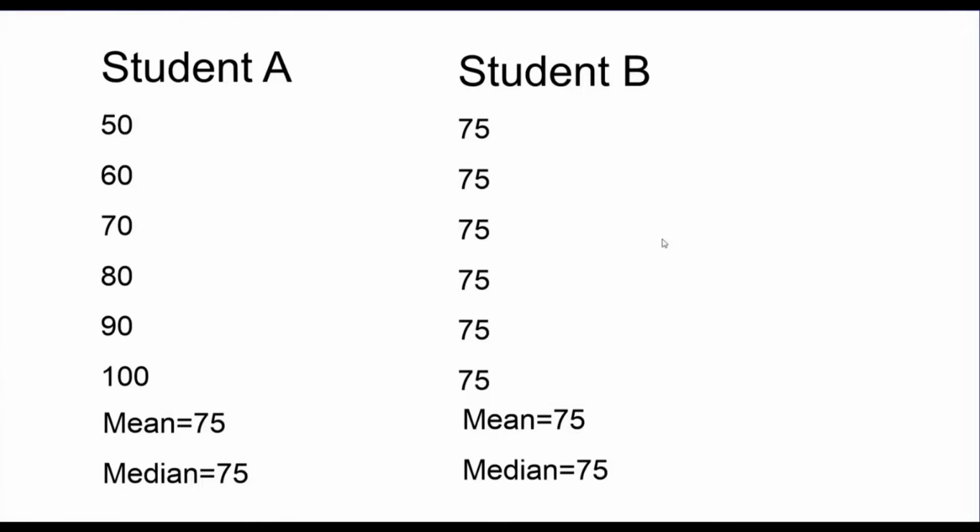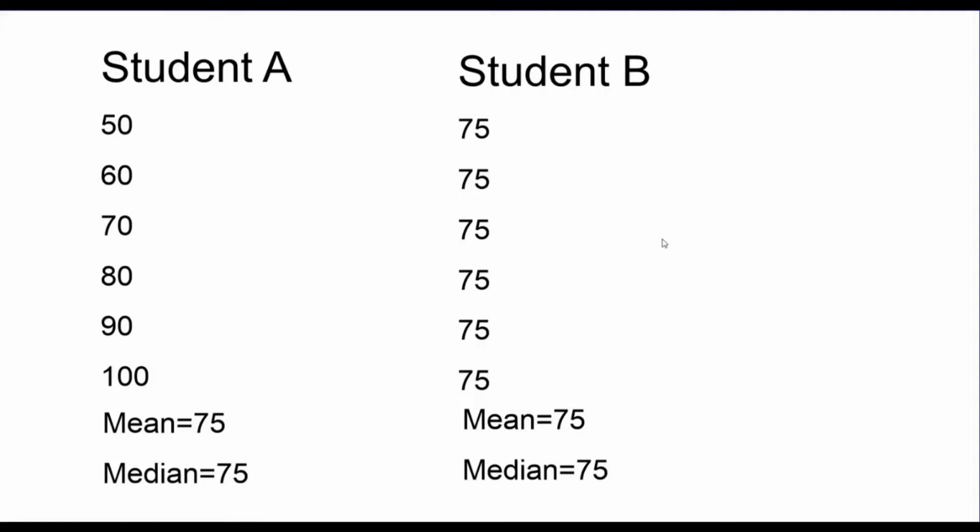So if you look at student A and student B, what I have listed are 6 of their test scores listed from least to greatest. And you'll notice that student A had a mean of 75% and a median of 75% on their tests, and student B had a mean of 75% and a median of 75%.